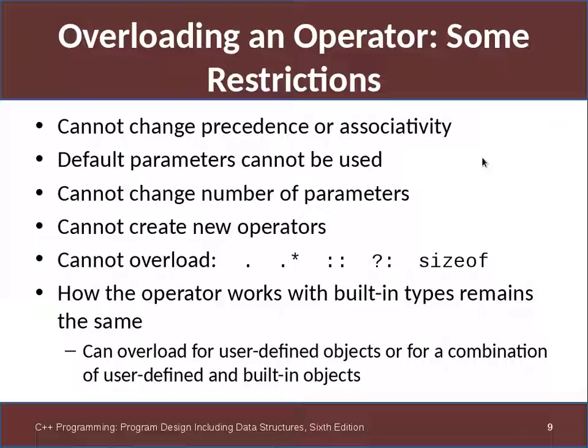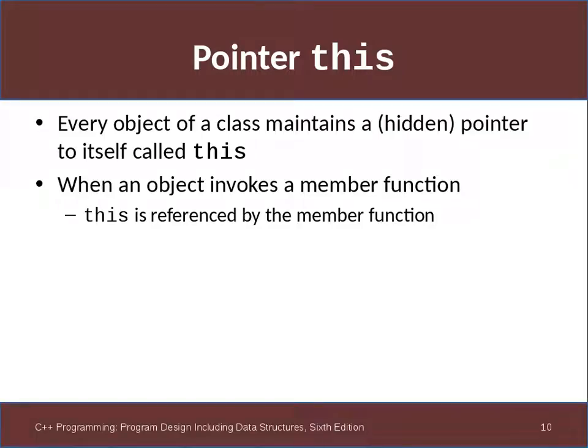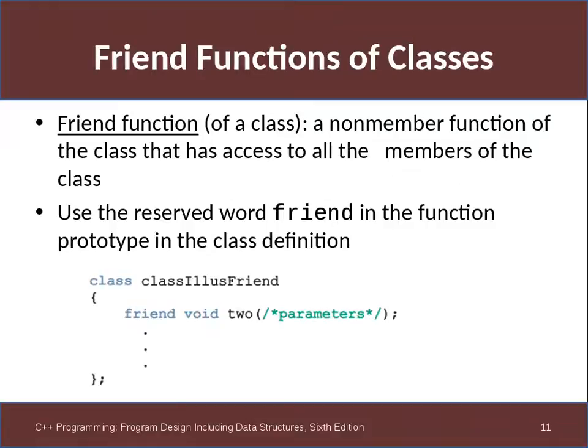How do you overload double equals? Just double equals, or double equals. I'll show you in a bit. Yeah. All right. You can overload for user-defined objects or for a combination of user-defined and built-in objects. So I was surprised it didn't allow me to do it with built-in primitives. We already talked about the this pointer.